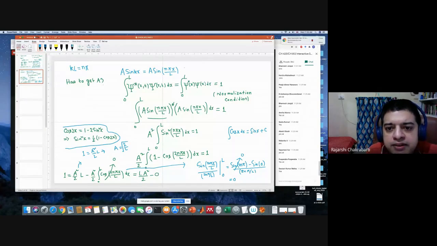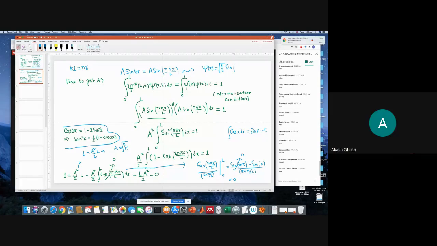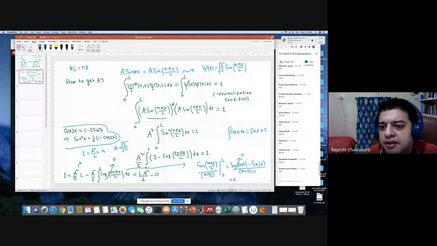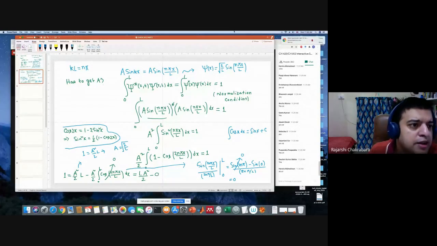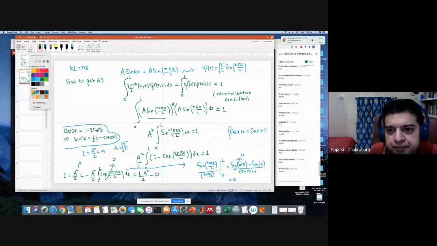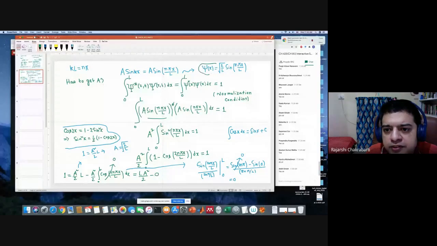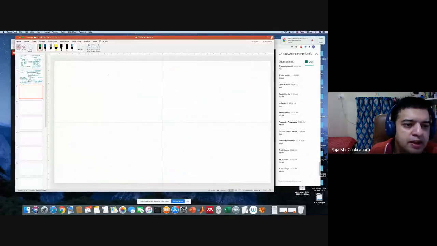So once I have it, my solution becomes, your wave function for the particular box is root over 2 by L into sine n pi x by L. Fine? Is this fine? Any questions so far? Well, we're going a little slow today, but after some time we'll go a little fast. Yeah. So now we go to the next slide and write it down.